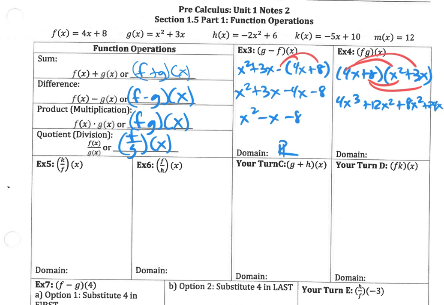All right, just like we did before, we're going to go ahead and clean things up, and I want to make sure that I'm writing things in descending order, which they fortunately already are. We have 4x cubed plus 20x squared plus 24x. And just like with our last question, we want to talk about domain. We look at our function. There's no fractions. There's no square roots. So our domain is going to be all real numbers.